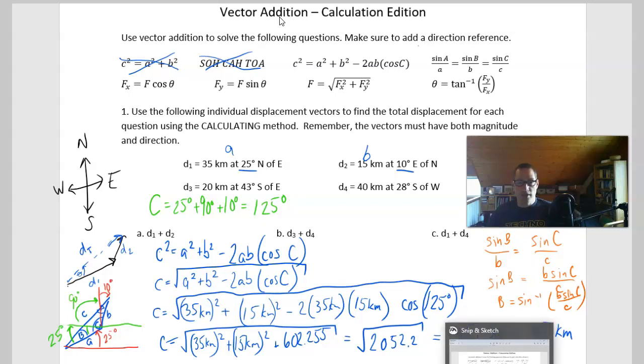I'm going to take this 45. So I'm going to take this one and say C is equal to, this is lowercase c, not uppercase, lowercase c is 45 kilometers. And I'm just going to erase this just so that I've got room to finish this other question out.